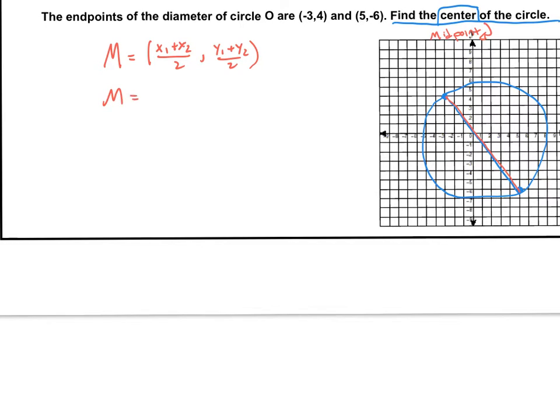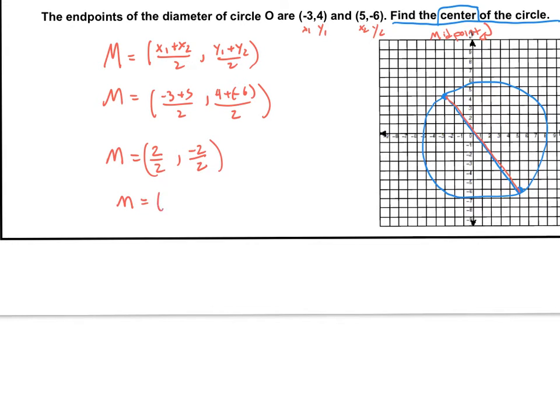So we're just going to plug in. This is x1, y1, x2, y2. So we get (-3 plus 5)/2, comma, (4 plus -6), let's put that in parentheses so we don't mess anything up, over 2. Now our midpoint will be -3 plus 5 is 2 over 2, comma, 4 plus -6 is -2 over 2. And finally, we're going to divide. We get (1, -1) as our midpoint.